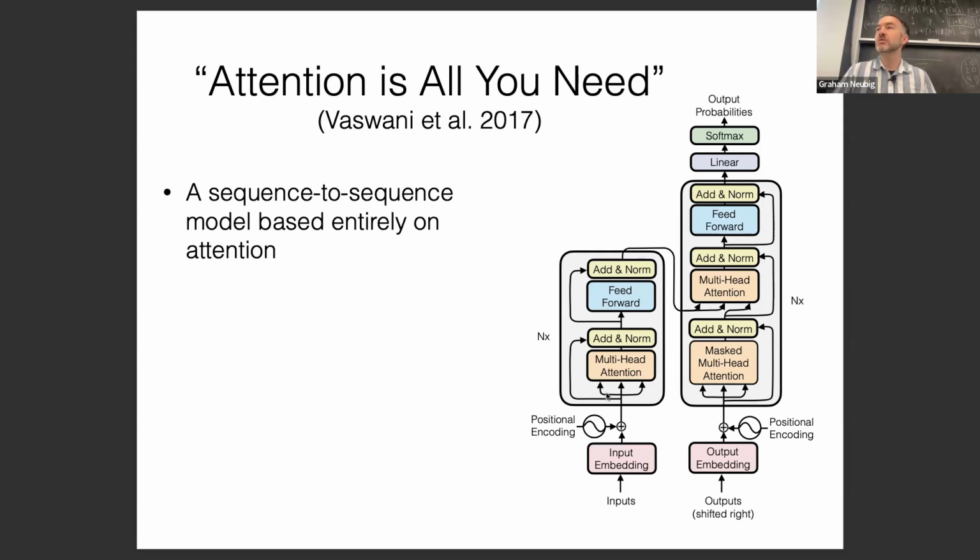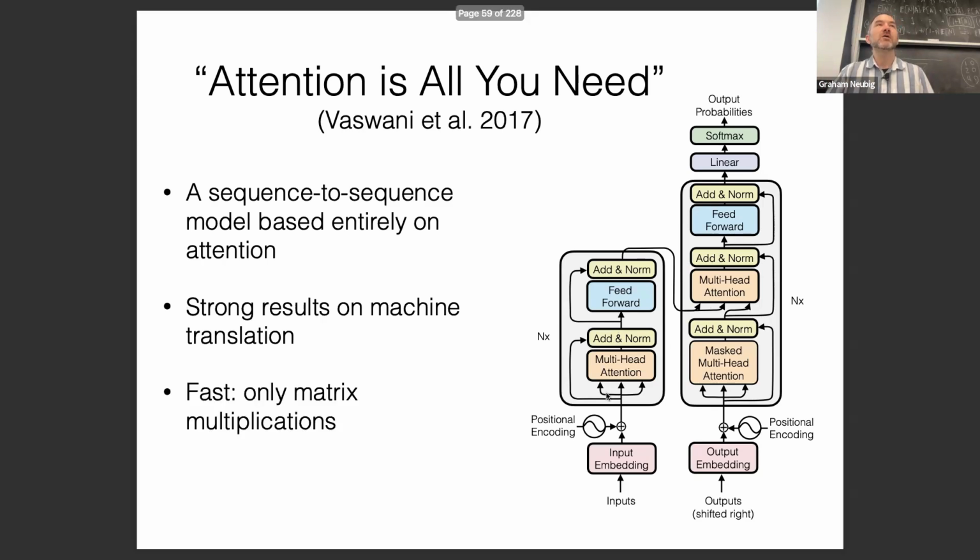And so it doesn't use recurrent neural networks or any other variety of sequence encoding mechanism. It just uses attention. It has strong results on, I wrote machine translation because that's what they did in the original paper, but really everything. And it's fast because it doesn't require any of the incremental processing that RNNs require, as I mentioned before.